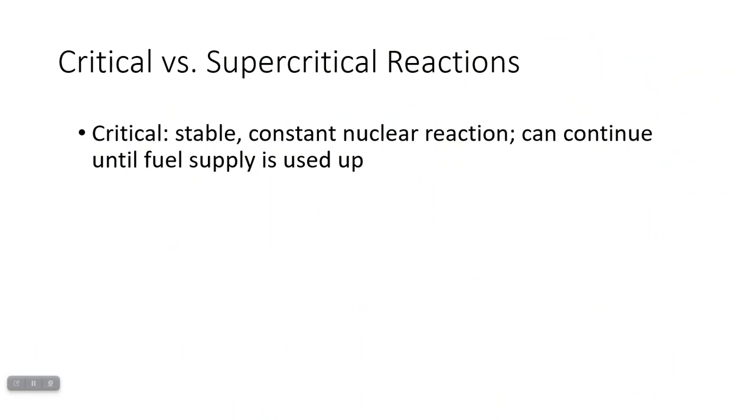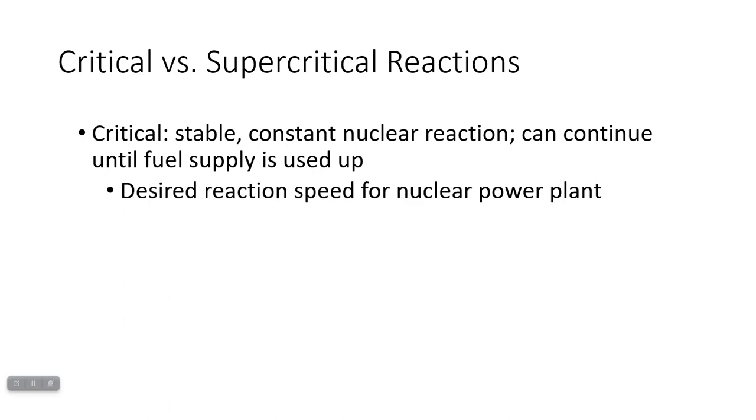There are different types of reactions you can have happen with nuclear reactions. You want to have a critical reaction. This is a stable, constant nuclear reaction that will happen until you basically use up your fuel supply. The key point here is that it's a stable, constant rate of reaction so that you're not releasing all of your energy at once. That would be really hard to harness.